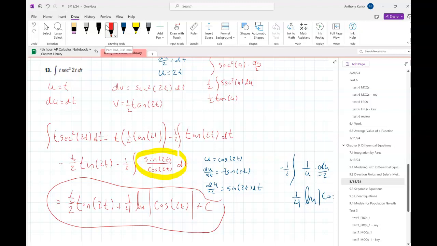The back of the book answer differs in this, but we're equivalent. So they have minus 1/4 natural log of secant 2t, but if you push the negative inside the logarithm, it becomes a negative 1 exponent, and it flips to cosine, so there's an equivalent answer. So I'm not going to monkey with it. I like it better with plus and cosine rather than minus and secant. Yuck.